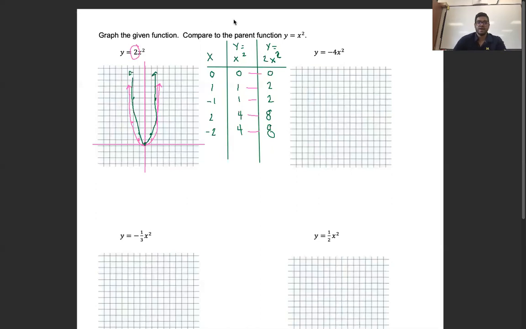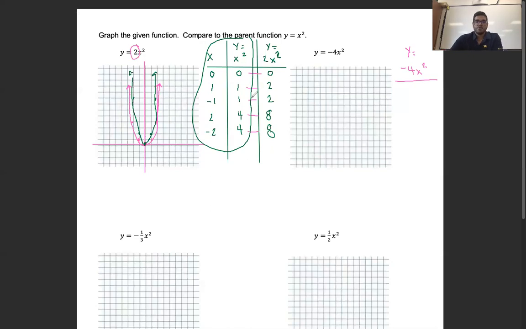Okay. So if we made an XY table, you can use these numbers here. This is going to stay the same. This is our parent function. Okay. So I want to compare to this guy. Well, all I'm going to do is make a little column here. So negative 4x squared.